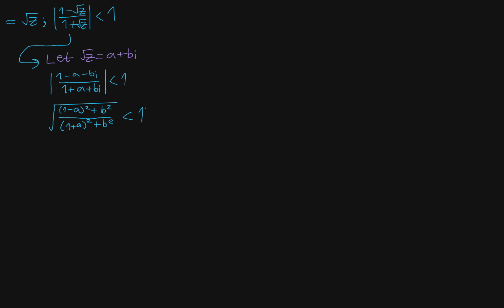Then we can, this is 1 squared here. We can square both sides and move this over to the other side. So we're going to have (1 minus a) squared plus b squared less than (1 plus a) squared plus b squared. Now if we expand this side, we're going to get a squared minus 2a plus 1 plus b squared is less than a squared plus 2a plus 1 plus b squared.